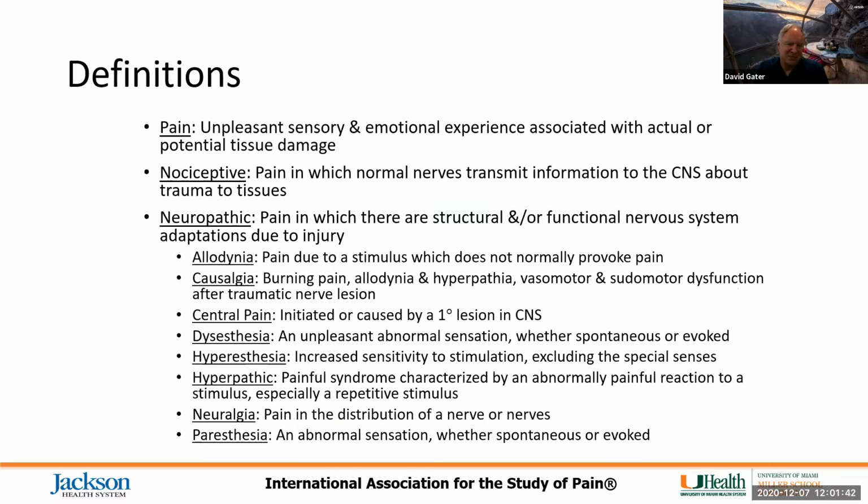The definitions as provided by the International Association for the Study of Pain include just the general definition of pain, which is an unpleasant sensory and emotional experience associated with actual or potential tissue damage. Generally speaking, we divide pain into two major categories. One is nociceptive, in which pain transmission is provided along normal nerves to the CNS about trauma to tissues, typically non-neural tissues. And then neuropathic pain, which is that in which there are structural and or functional nervous system adaptations due to injury.